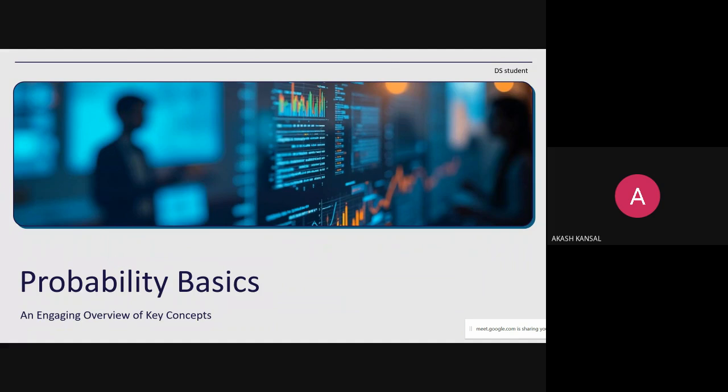So we covered the probability basics with some examples, going back to the history, how it started, how it has evolved, and we ended with conditional probability.